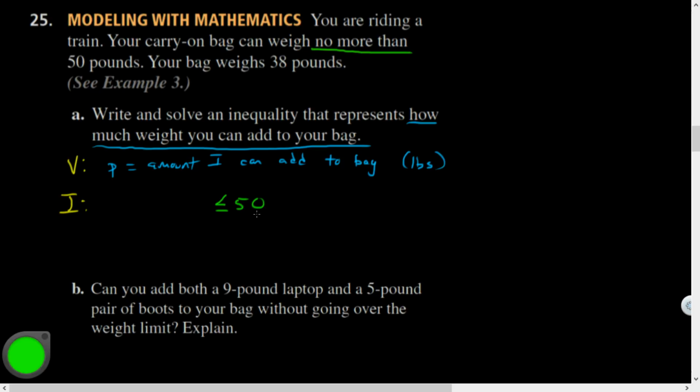Yeah, some of us are still imagining being on this train. It's okay. It says your bag currently weighs 38 pounds. So it definitely has 38 pounds that's been added to the bag already. And I have my variable P that I could still add to it, right? So the number of pounds I can add plus the 38 has got to be smaller than or equal to 50 pounds. I could be right on the money, 50, and they'd be like, hop on this train, friend.